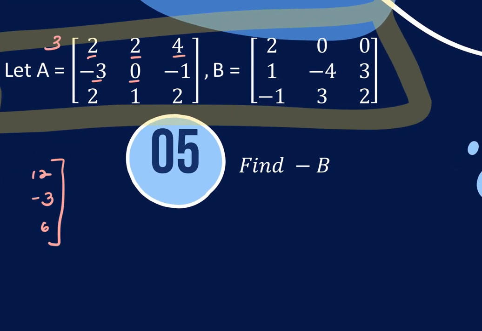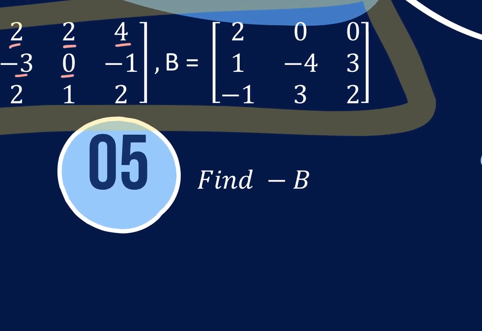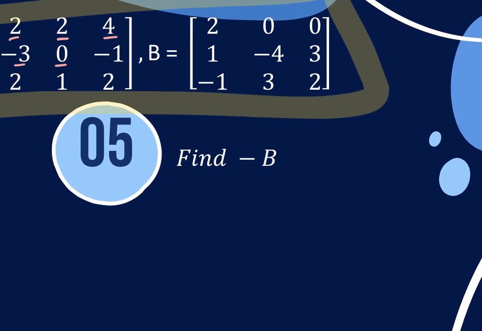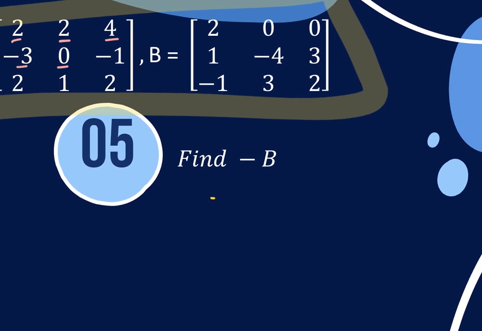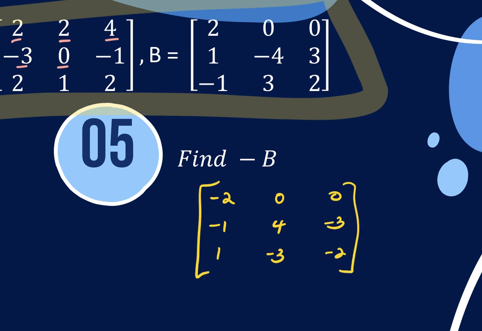5 says -B. What does that mean? Change all the signs on B. So you're going to distribute a negative in on B. So it'd be -2, 0, 0, -1, 4, -3, 1, -3, -2. That's the only one that you don't have to show work for on your homework, unless it's an impossible one. Okay, all the rest you're going to at least show the work.